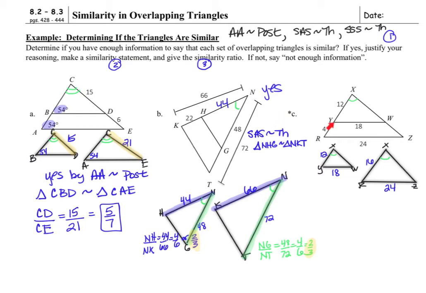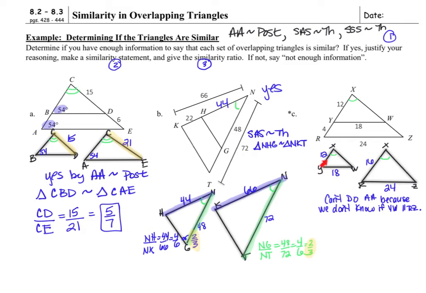I'm not entirely sure if segment YW is parallel to RZ. If it were, I would have corresponding angles here, and then the angle that they share up here, and that would make them similar by the angle-angle similarity postulate. But because I don't know whether or not these are parallel, I don't know if any of these angles are going to be congruent. Next, I can look at this side angle side similarity theorem.